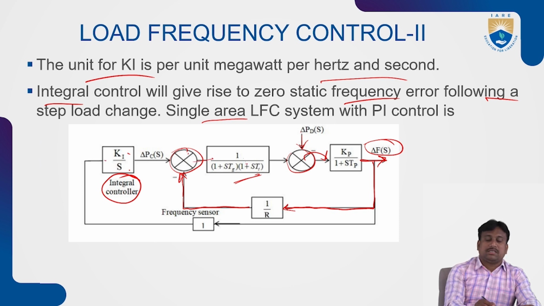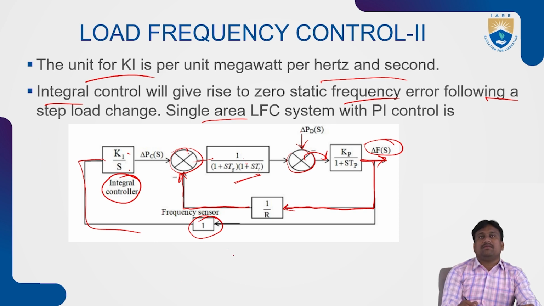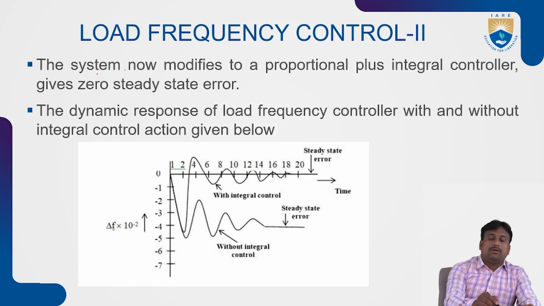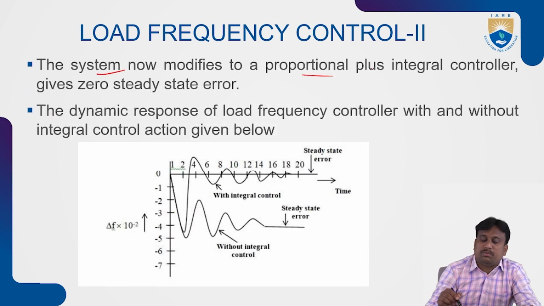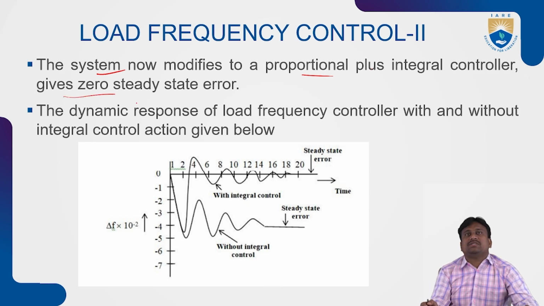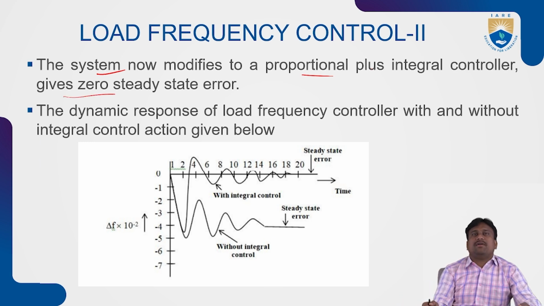So here this control is connected with a frequency sensor, which makes the frequency sensor. So the system we showed will now be modified to a proportional plus integral controller, which gives zero steady state error. So here the value of the steady state error is 0.